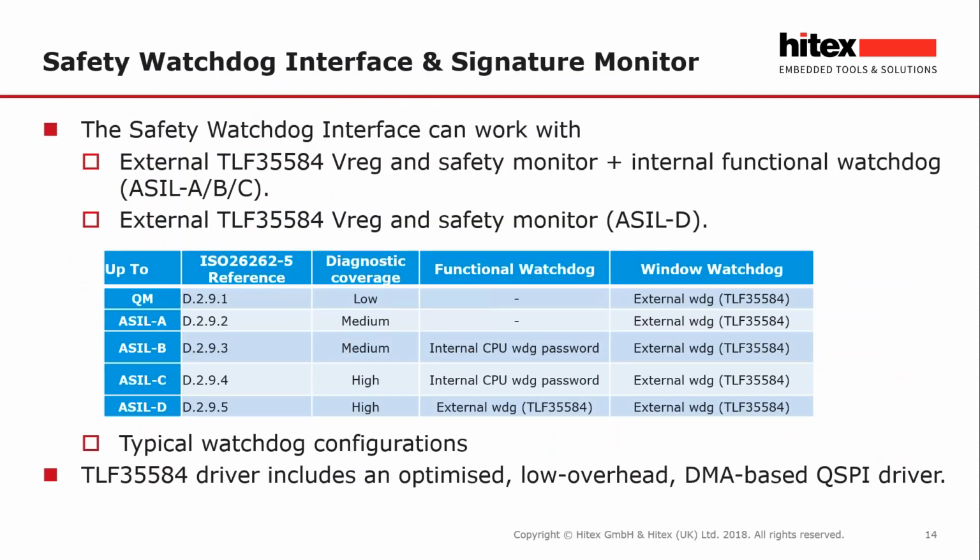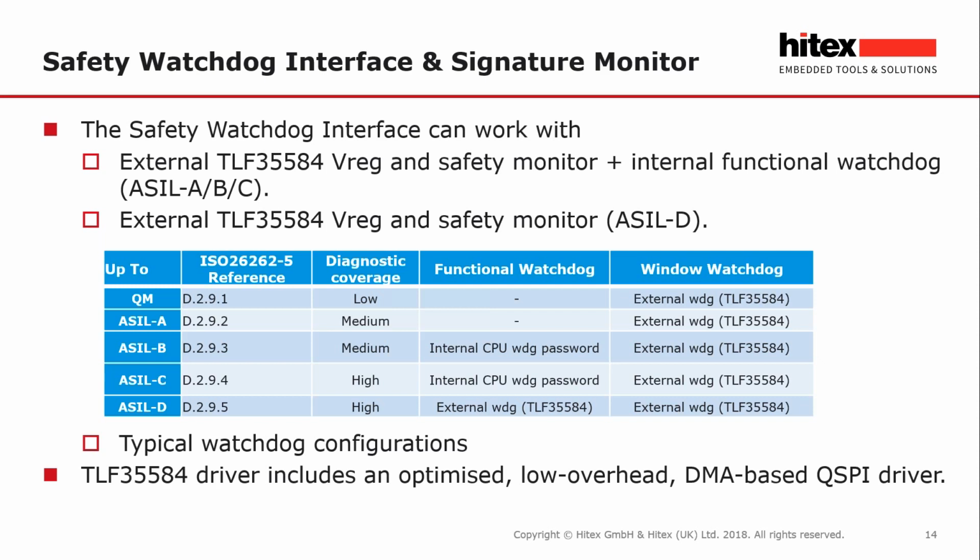Okay. Now another part is the Safety Watchdog interface and signature monitor. Now the Safety Watchdog interface is flexible in that it can work with the internal watchdogs on the processor, but also external watchdogs. Now for the lower ASILs, the external TLF 35584 watchdog is usually used with the internal functional watchdog. But for the highest ASIL, for ASIL-D, the TLF 35584 provides both the functional and the window watchdog function.